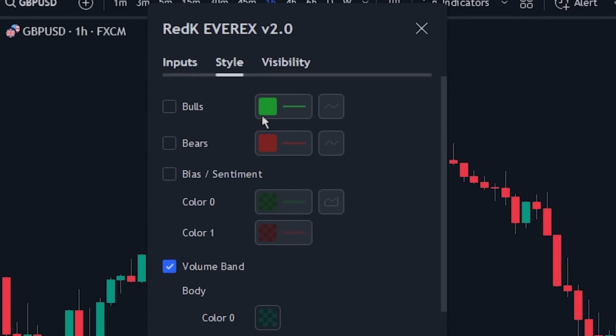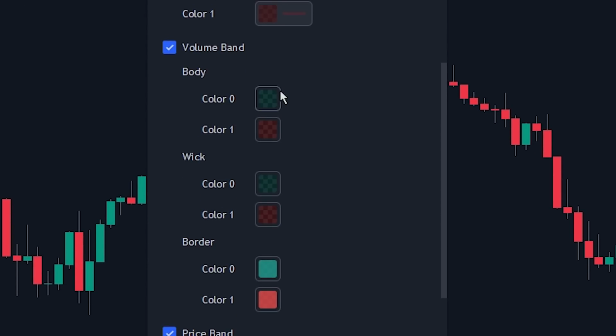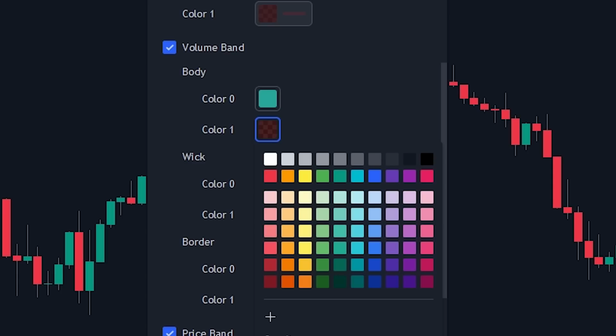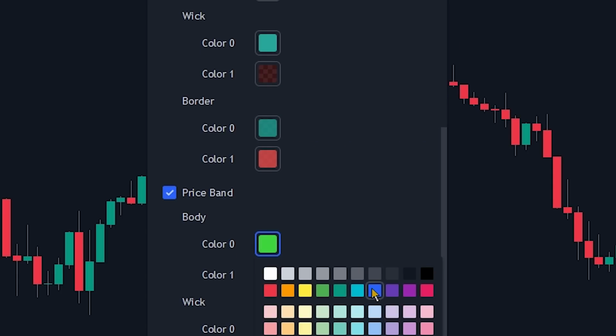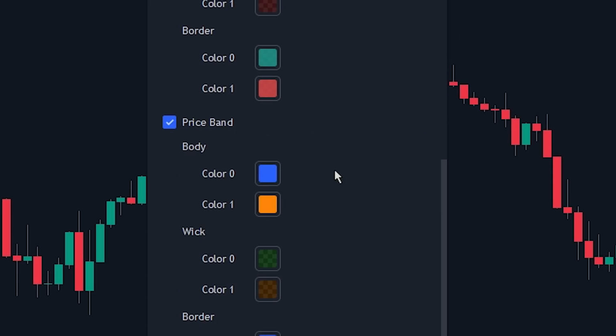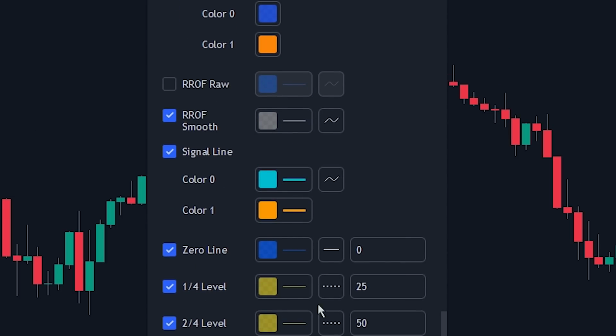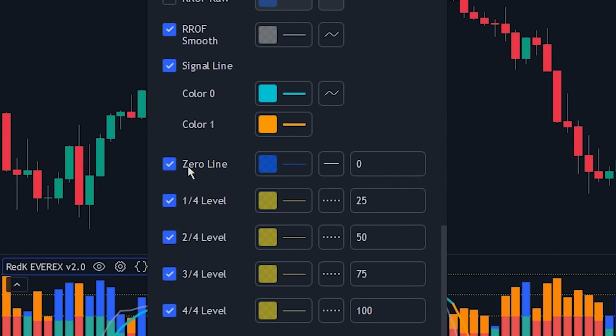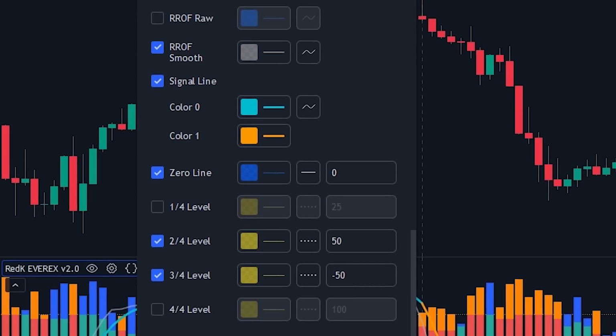Here we will be increasing the opacity for the volume bars in order to make them easier to see. Once you have done that, we will be changing the color of the bullish price band to blue to also increase visibility. Finally, navigate to the style settings of the levels. We will be keeping two levels enabled. One of these levels will have a value of 50 and the other will have a value of -50. That was all that we needed to do.